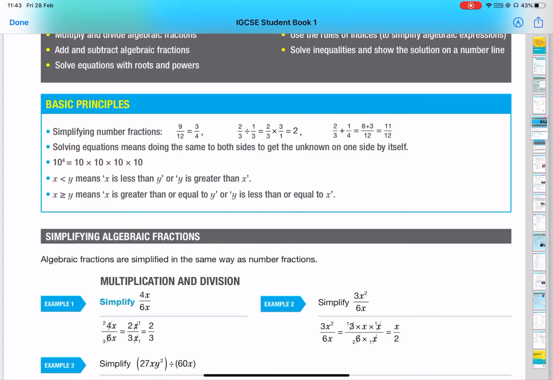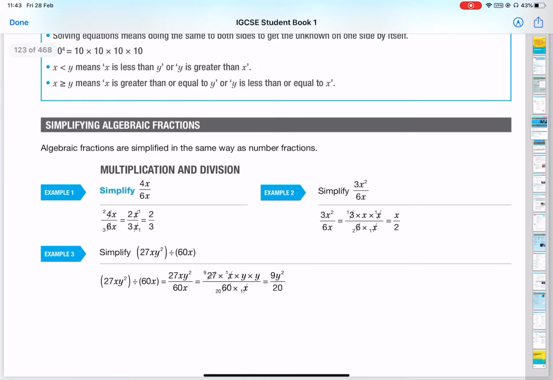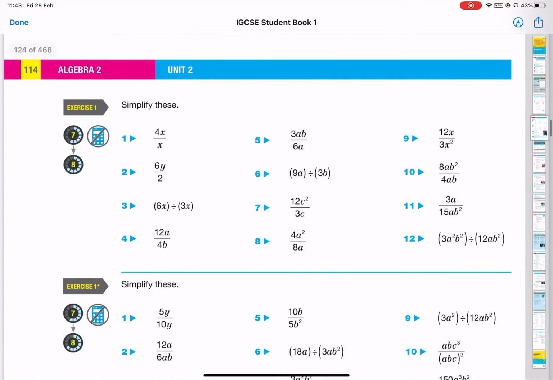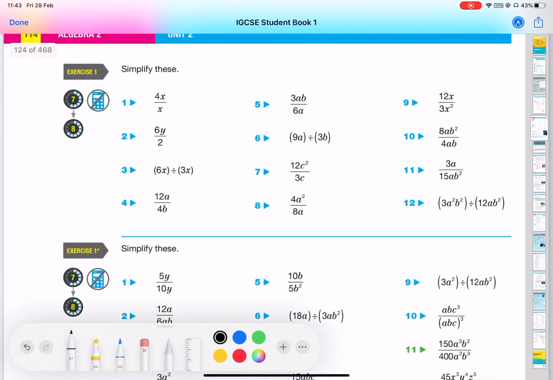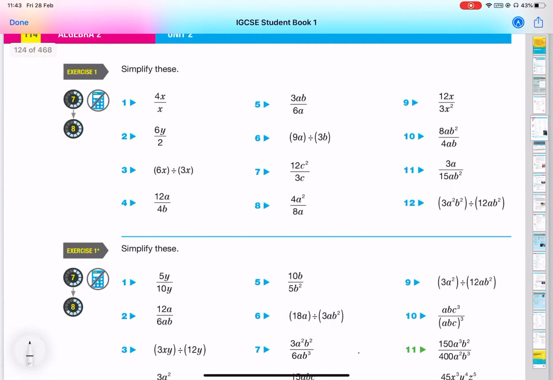So what I want to do is just go over some of the basic principles, for example, these things here, simplifying algebraic fractions. Now, I don't think this gives a very good explanation to anything at all. So I thought I'd just go over some of these examples just to show you what's going on. Okay, so I've got my trusty little pencil here, and it says simplify these.